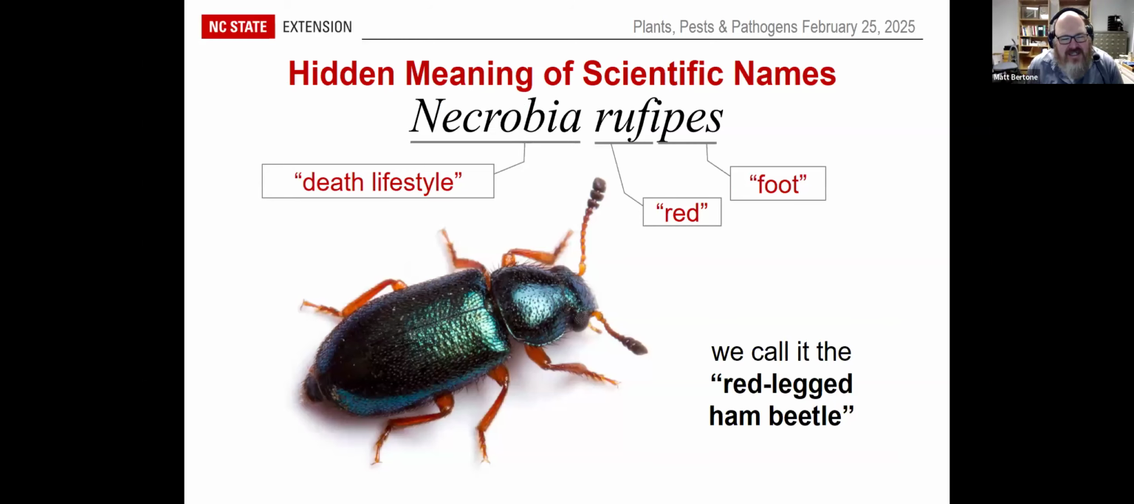Now on to the insect world, Necrobia rufipes. This is one we call generally the red-legged ham beetle, but the genus name basically refers to the death lifestyle. This is because this beetle feeds on dead, dried meat, dried carrion. And then very common in insects and in animals, rufipes literally just means red foot. So anything with red legs often has the name rufipes.